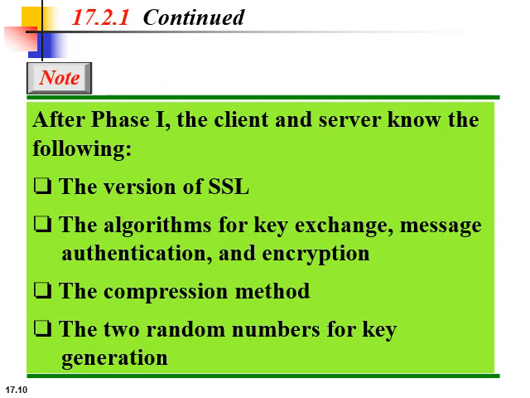After phase 1, the client and the server know the following: the version of SSL, the algorithm for key exchange, message authentication and encryption, the compression method, and the two random numbers for key generation. Okay.